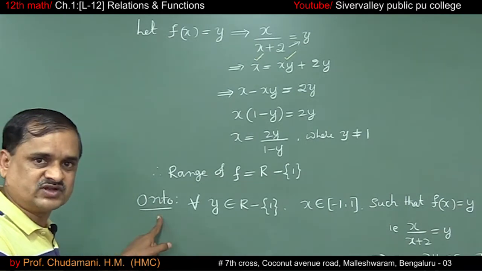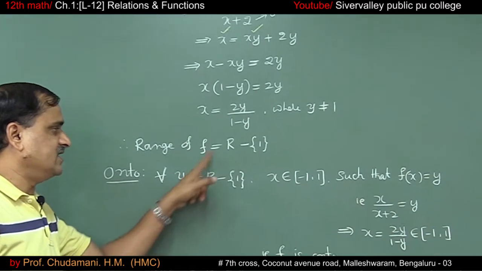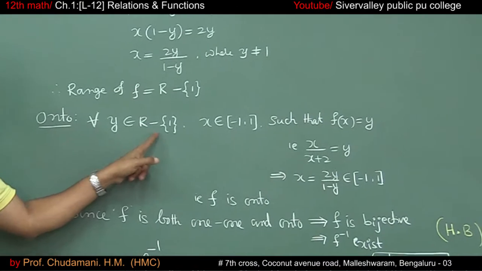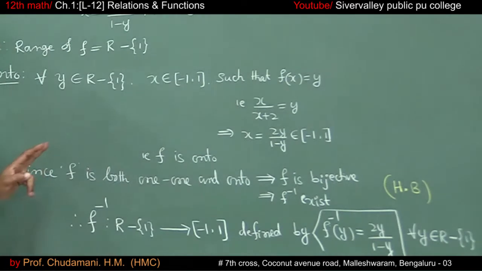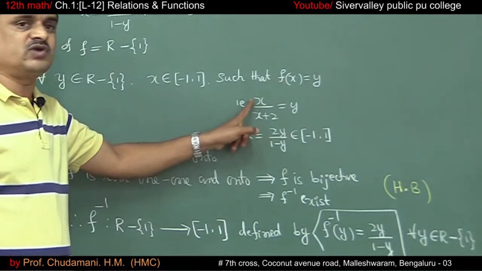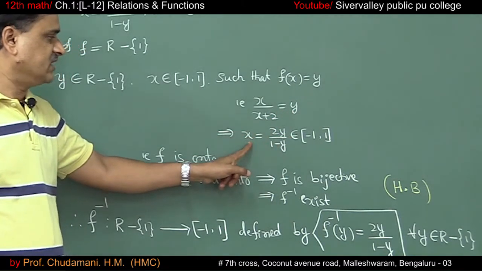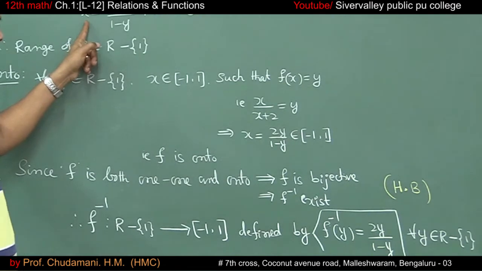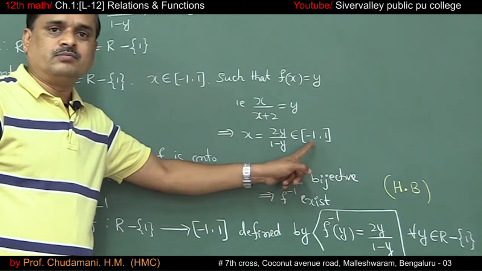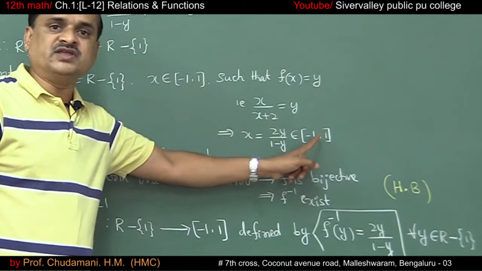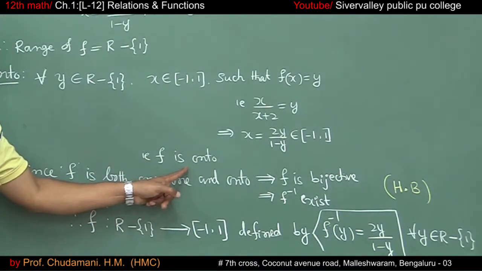To find f inverse, we need to verify onto: for all y belongs to the range, I mean codomain, of the function, there exists x belongs to minus 1 comma 1 such that f of x is equal to y. f of x is what? x divided by x plus 2 is equal to y. So, from what we have just now solved, x is equal to 2y divided by 1 minus y, for all x belongs to minus 1 comma plus 1. That means f is onto.